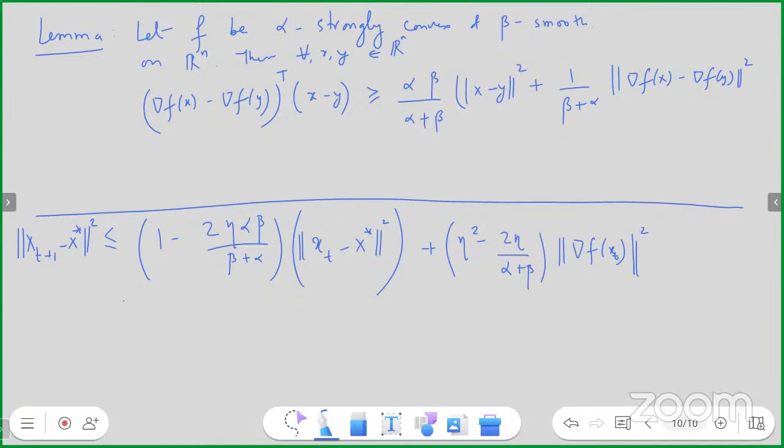So now, how do I get rid of this term? The constant step has to be 2 by alpha plus beta. So inside the bracket becomes 0. See, I have control over eta. I can choose whatever I like, as long as I can contain this to be less than 1, I'm okay. I'm not optimizing over it. You can optimize over eta if you wanted to. But by the choice, eta was, do you remember what the choice was? 2 over alpha plus beta.